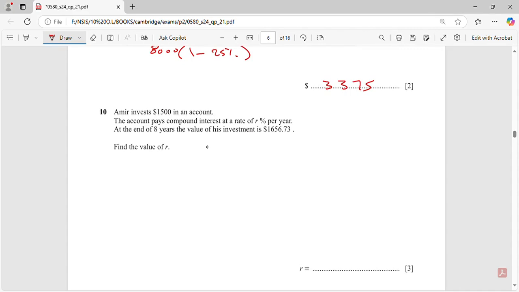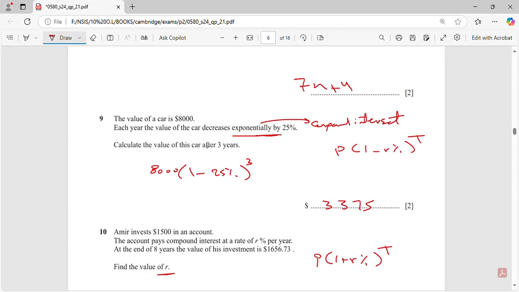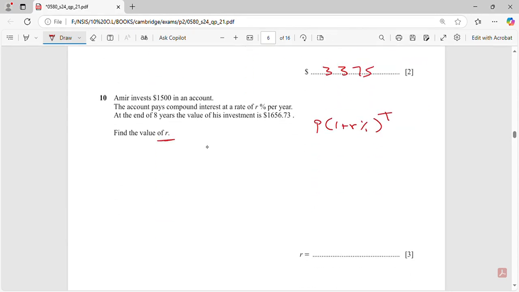Now I invest 1,500 in an account. The account pays compound interest at a rate of R% per year. At the end of 8 years, the value of the investment becomes this. Now I need the R. For this compound, I will apply the same rules that I mentioned before. Of course, you can find all of this in the formula sheet. So it will be P multiplied by 1 plus r% all to the power t. And you have to remember that as long as it increases each year, it will be plus. But in the previous example, it decreased each year, so it was minus. This is the big difference between both.